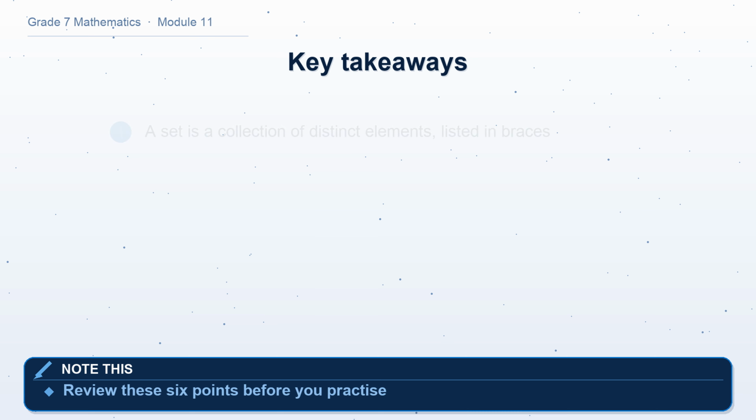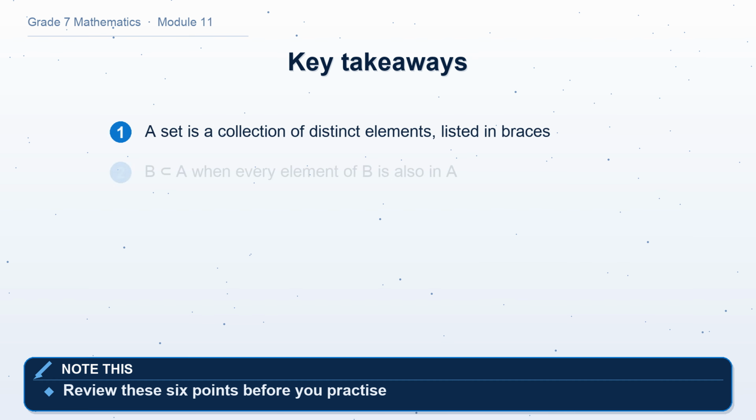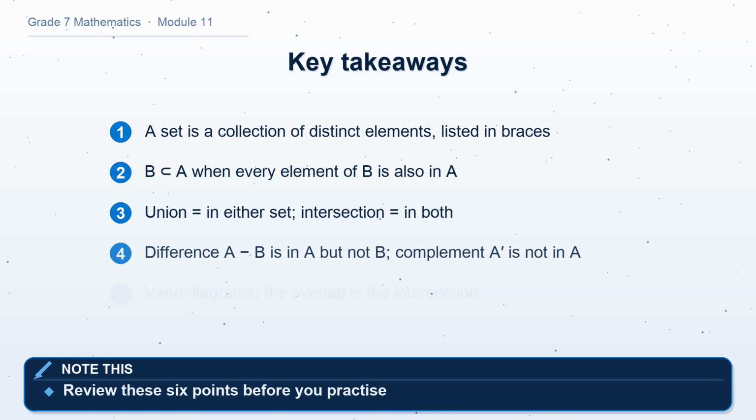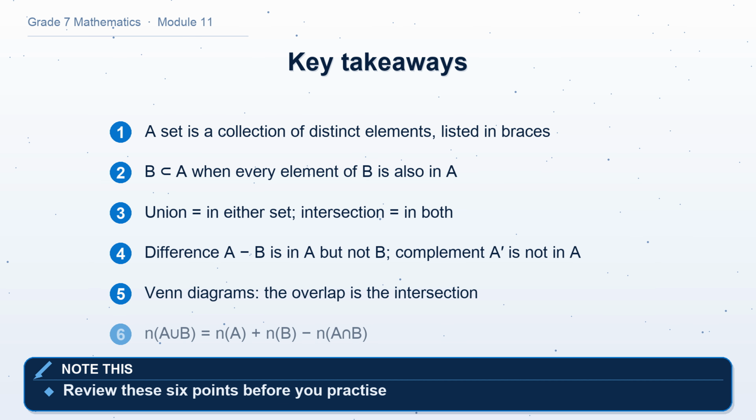Here is a quick summary of the key ideas. A set is a collection of distinct elements written inside braces. B is a subset of A when every element of B also belongs to A. Union gathers elements in either set, while intersection keeps only those in both. The difference keeps what is in A but not in B, and the complement keeps what is not in A. In a Venn diagram, the overlap is the intersection, and the counting formula adds both sets, then subtracts the overlap once. Now let's check how much you remember with 3 quick questions.